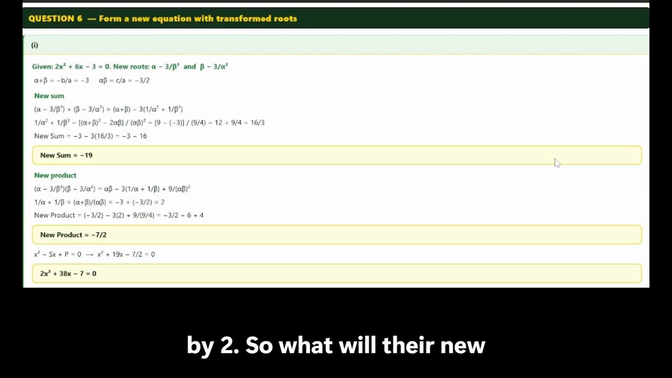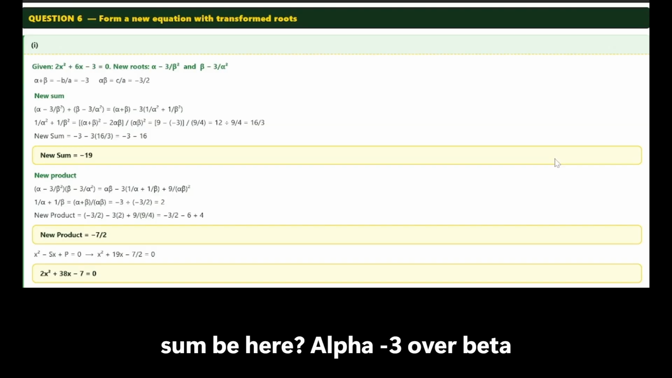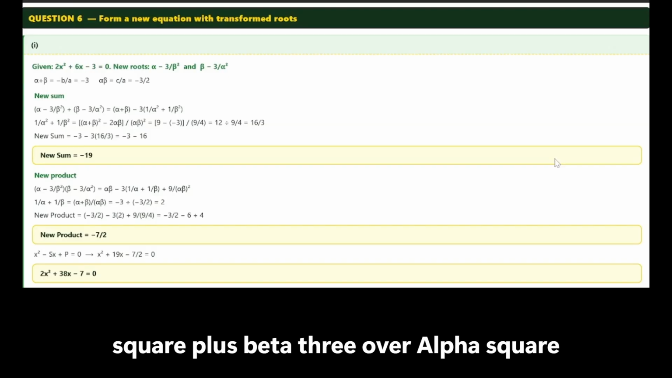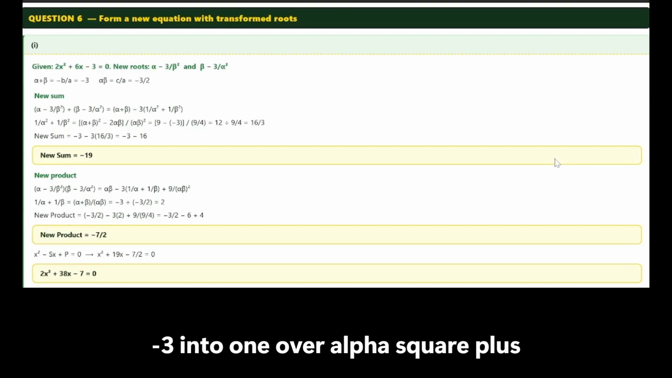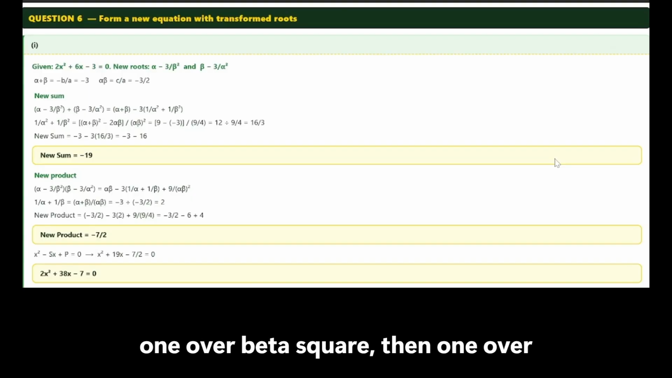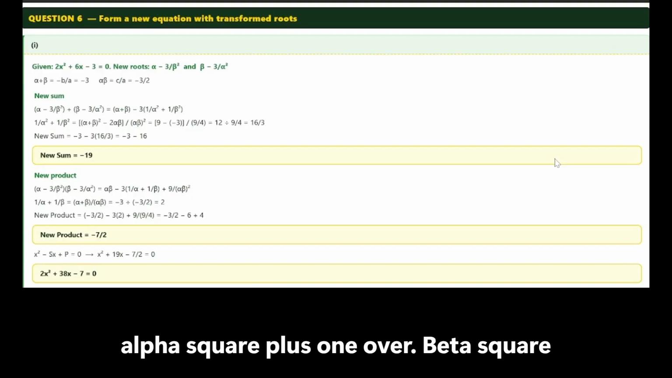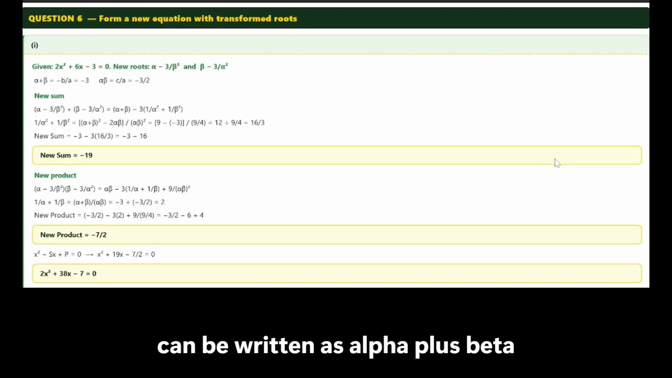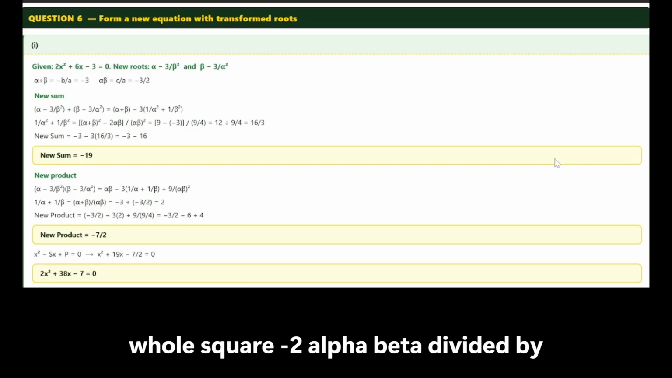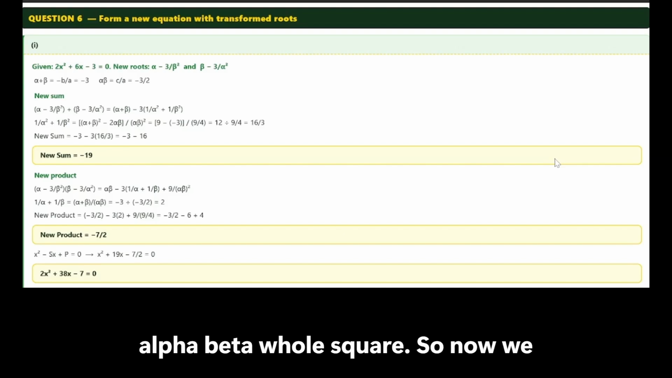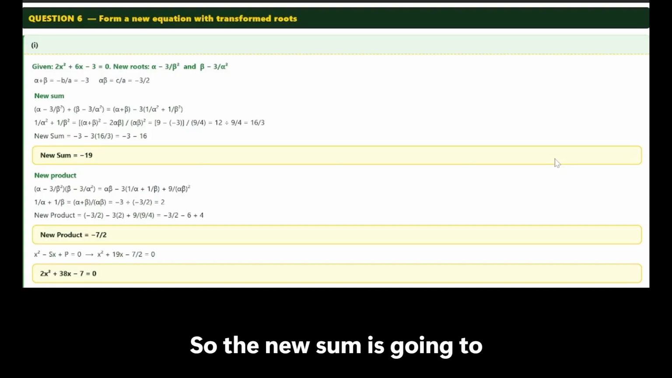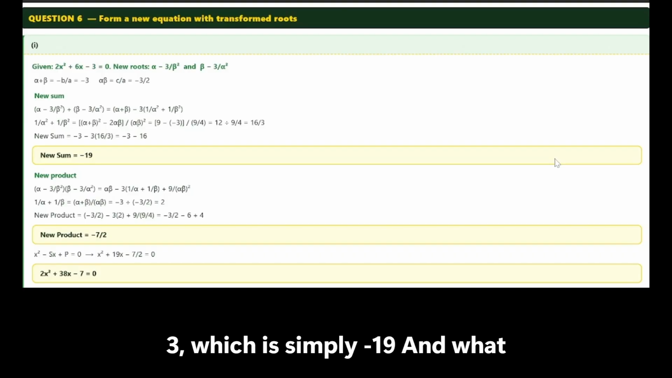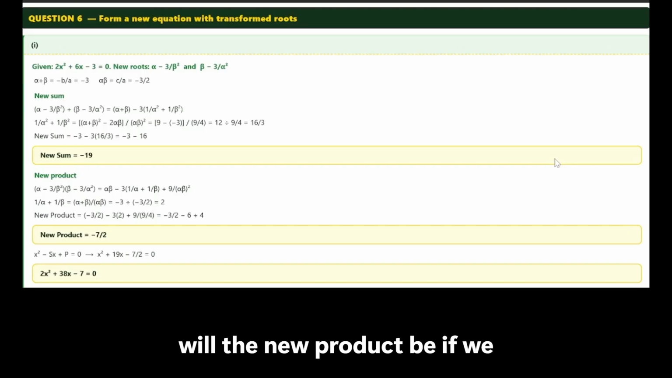So what will their new sum be? Here alpha minus 3 over beta square plus beta minus 3 over alpha square can be written as alpha plus beta minus 3 into 1 over alpha square plus 1 over beta square. Then 1 over alpha square plus 1 over beta square can be written as alpha plus beta whole square minus 2 alpha beta divided by alpha beta whole square. So now we can place our values which we found. So the new sum is going to be negative 3 minus 3 into 16 over 3, which is simply minus 19.